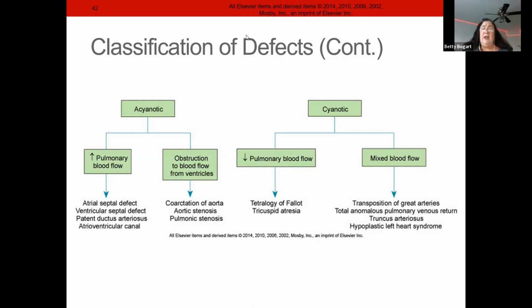Okay, tetralogy of Fallot, somehow you see it as a decreased pulmonary blood flow. Well, most of the time blood flows around and the kid's fine. Then all of a sudden, for whatever reason, there's like a little flap of skin that closes up that pulmonary valve. Blood doesn't go to the lungs. So you don't get oxygen.